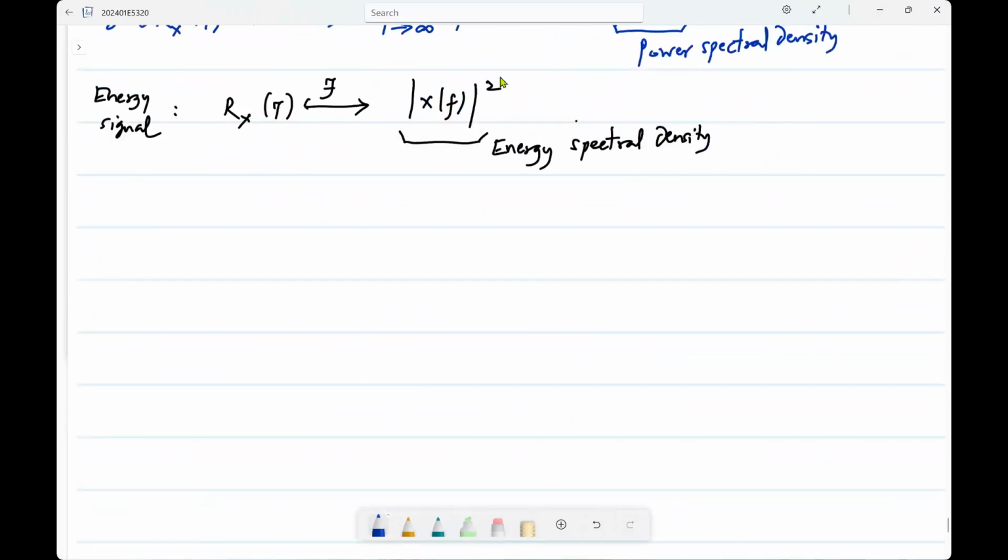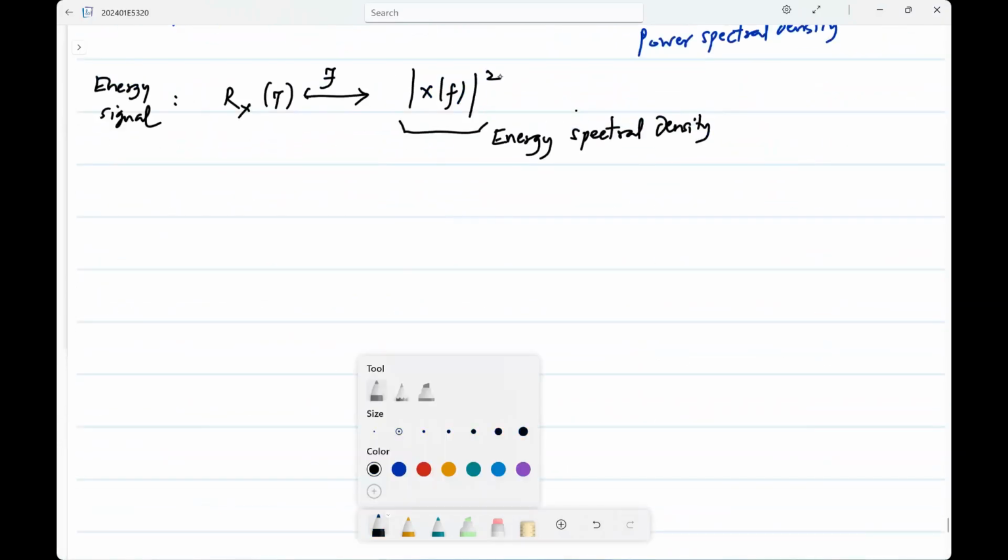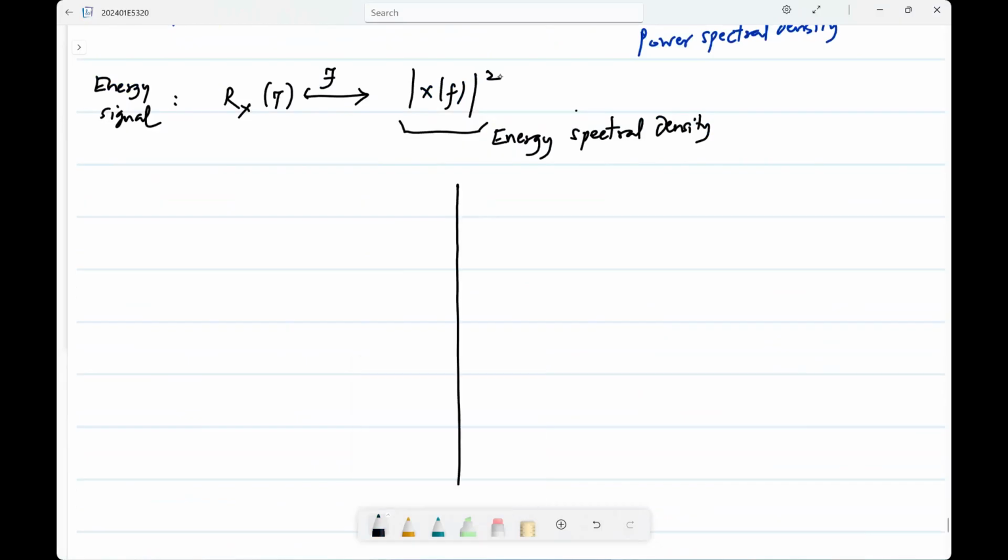So now just to give some examples and give a better feel for this. So let's say we have Vp cos 2 pi f naught t. So first let's take the classical Fourier transform. What's the Fourier transform of this? What does it consist of? Impulses at f naught and minus f naught. Okay.